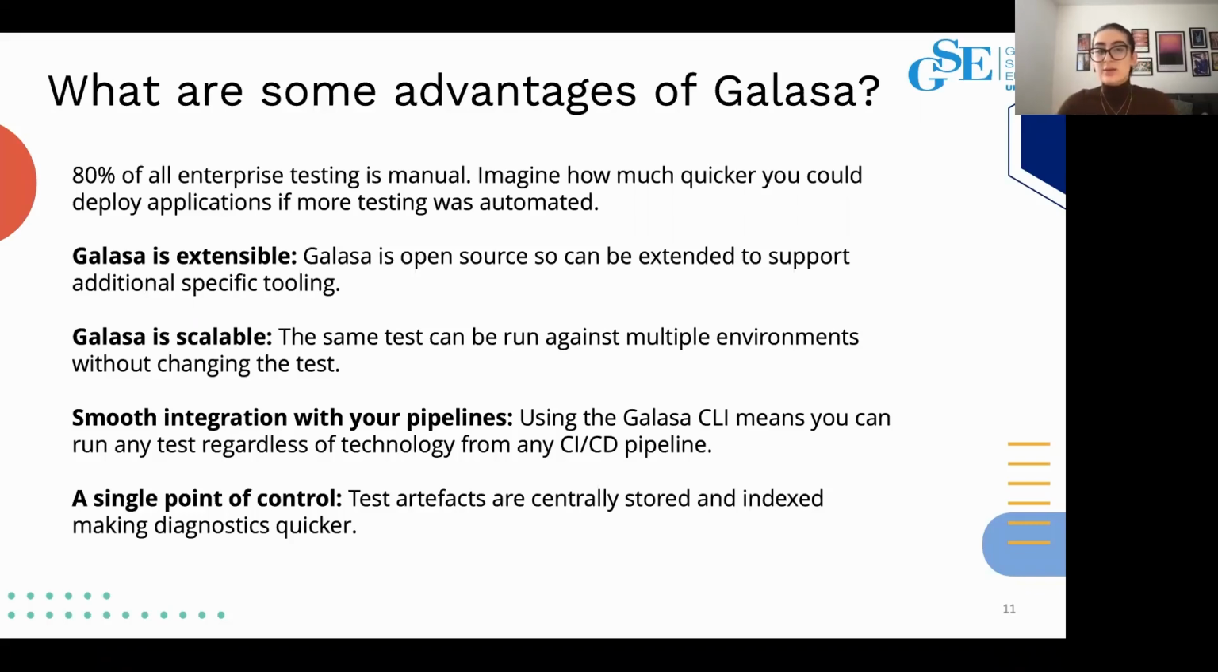Galasa is scalable, so the same test code can be run against multiple environments without needing to change the test. As I mentioned a couple of times, there's smooth integration with your pipelines. We have a Galasa CLI, something I'm going to demonstrate in a little bit. Using the Galasa CLI means you can run any test, regardless of the technology in that test, from your pipelines. There's also a single point of control. Test artifacts are centrally stored and indexed, which can make diagnostics a lot quicker and easier for your testing team, with a single source of truth.